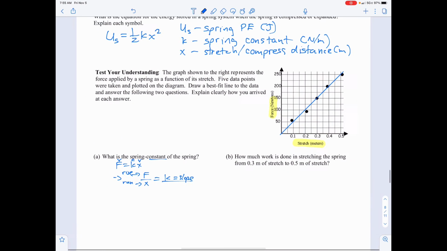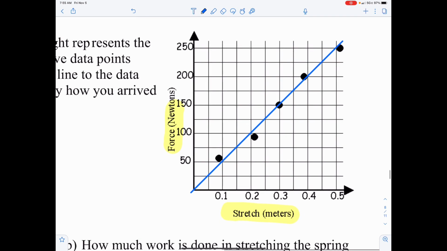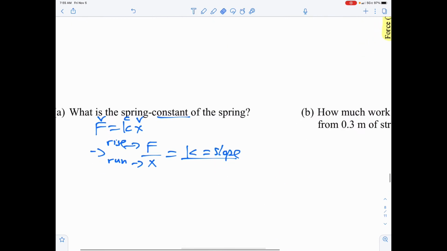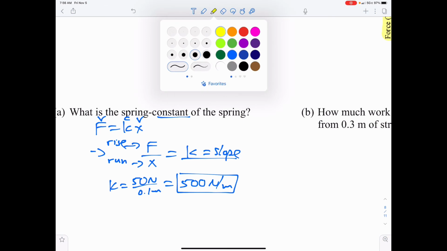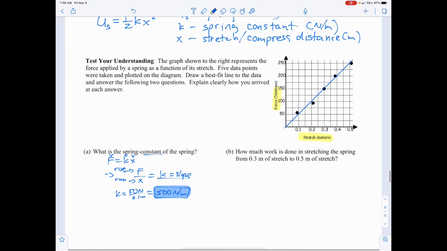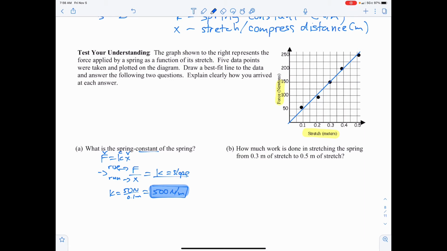So let's figure this out. Zoom in on the graph. That looks pretty linear all the way up. I'm going to say it's more or less up 50 over 0.1 pretty much every time. So K would be about 50 newtons over 0.1 meters, which is about 500 newtons per meter. So we can find K by finding the slope of a spring force distance graph.